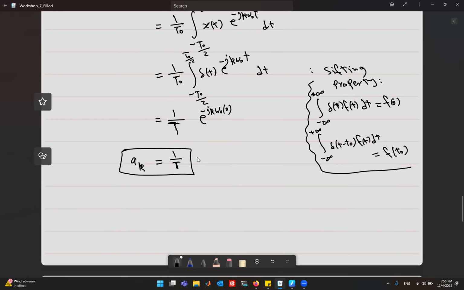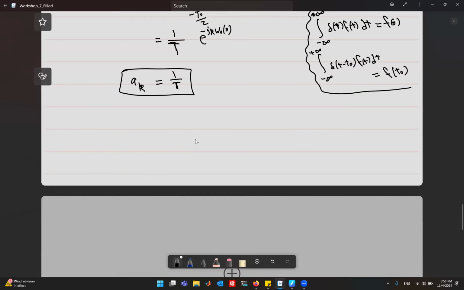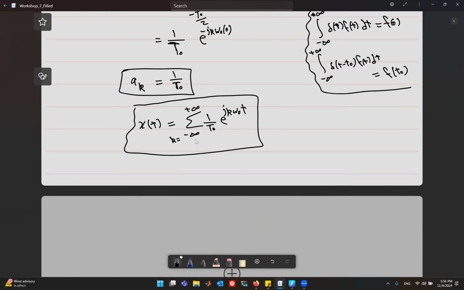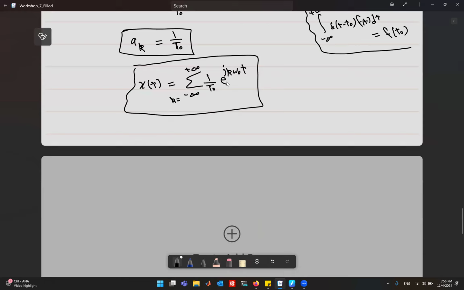So if we write x(t) in terms of Fourier series, we'll have x(t) equals summation from minus infinity to plus infinity of 1 over T naught exponential j k omega naught t. Now we have just changed the representation of x(t), or rewritten x(t) as a Fourier series.